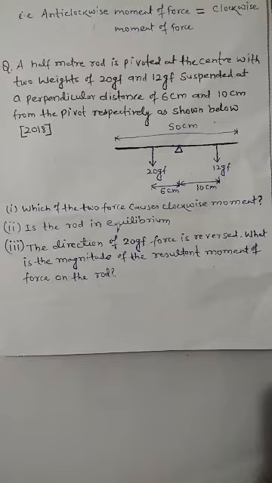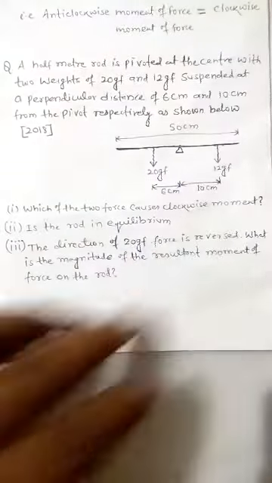A half meter rod is pivoted at the center with two weights of 20 gram F and 12 gram F suspended at a perpendicular distance of 6 centimeter and 10 centimeter from the pivot respectively, as shown below, which is represented here.